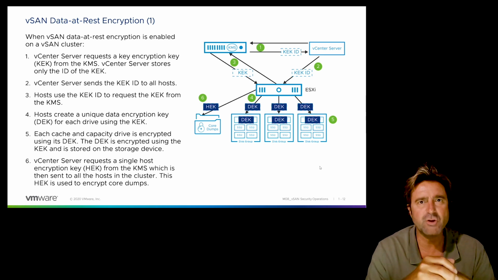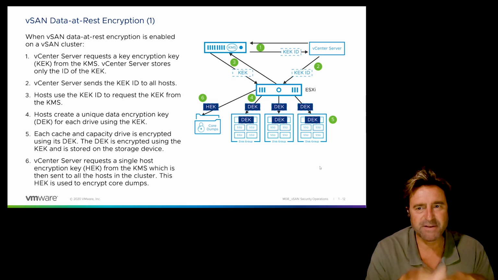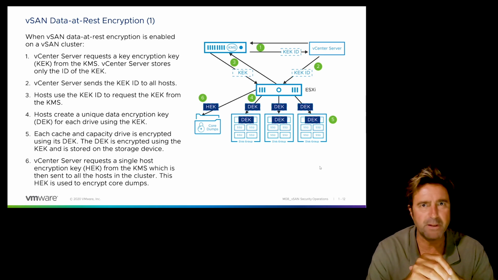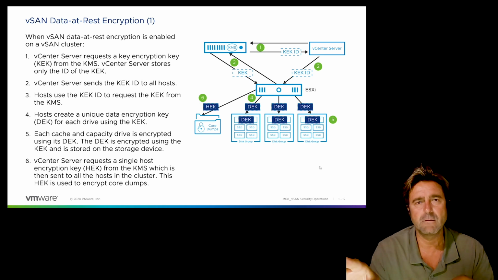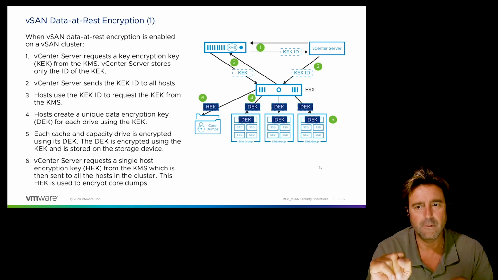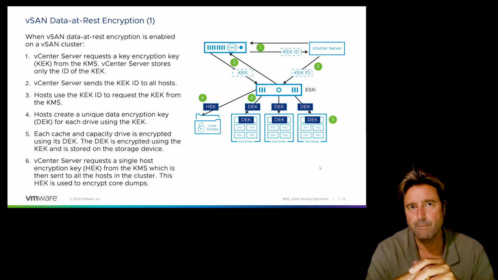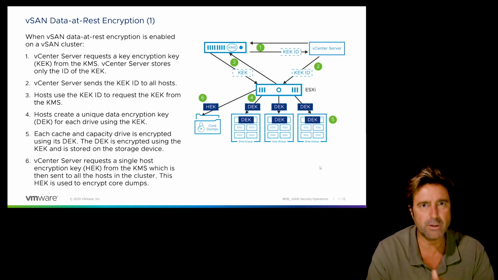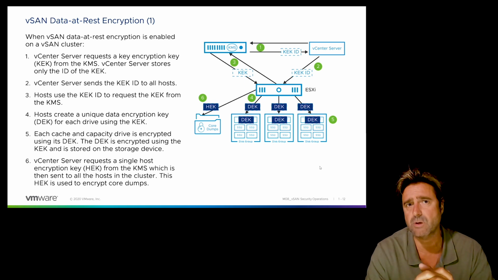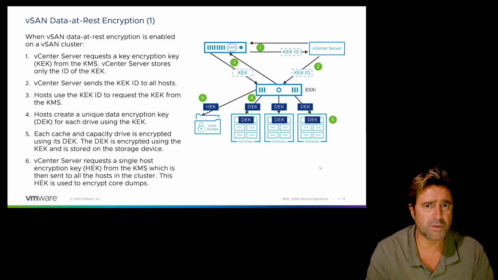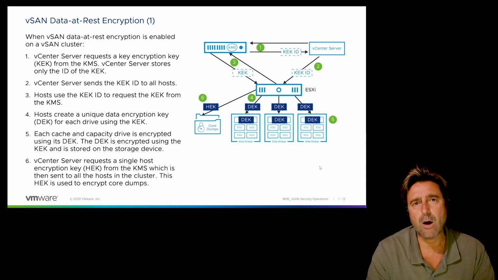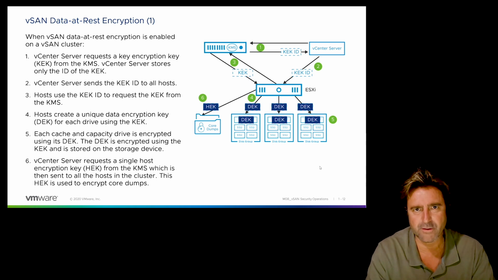In this page, we mentioned three acronyms. Besides KMS, which I've already explained, they mention KEK, they mention DEK, and they mention HEK. KEK means Key Encryption Key. DEK is an acronym that stands for Data Encryption Key. And lastly, HEK is your Host Encryption Key. And in this page, we show you how all the components interact with each other.